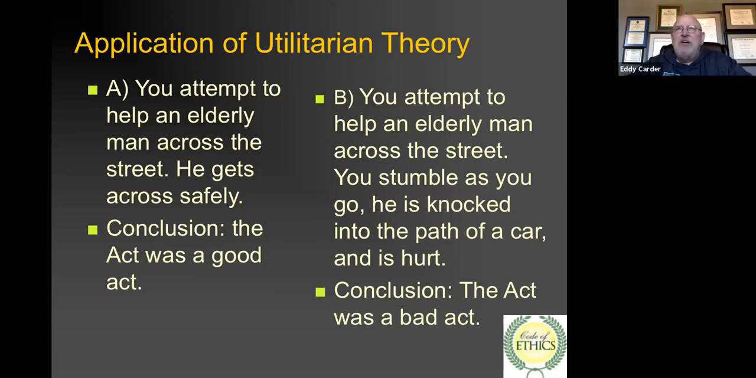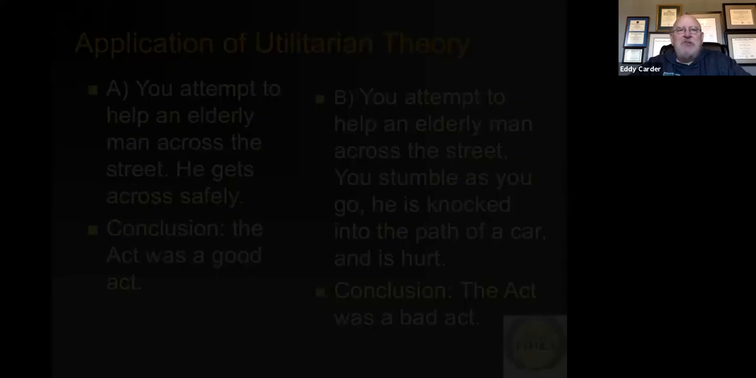Your takeaway there should be this: that the outcome determined whether the act was good. The act was not good in and of itself, but it was good only on the basis of the consequences or result of the act. Under the first scenario, the consequence was good. He made it across the street safely. Therefore, you did a good deed. Under the second scenario, the outcome was bad. You tripped, he fell, he got hit by a car. The outcome was bad. You did a bad deed. So the outcome determines the nature of the deed.